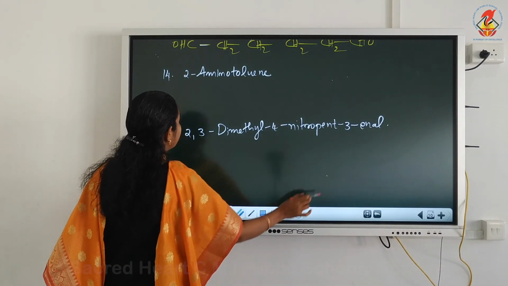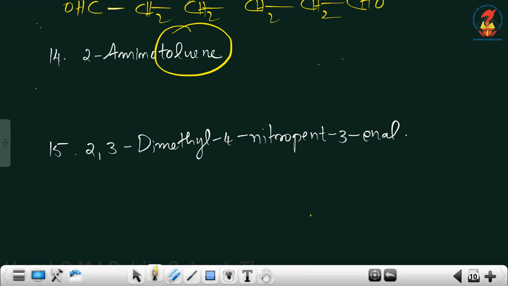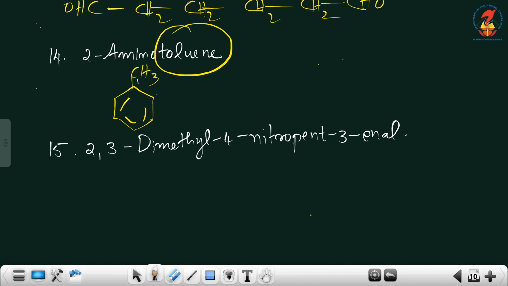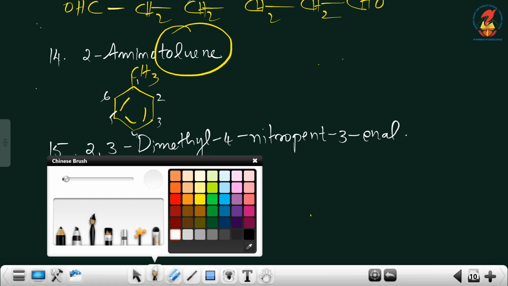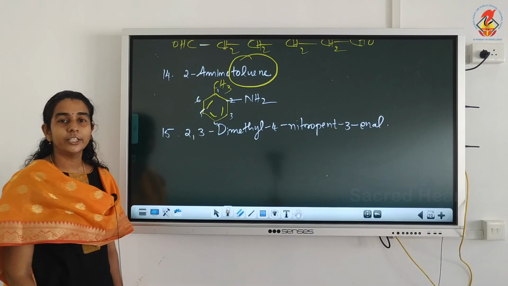In the next question, 2-aminotoluene. So here the parent is toluene. So first we have to draw the toluene structure. Toluene is a benzene ring containing CH3. 2-aminotoluene means after drawing toluene, give continuous numbers 1, 2, 3, 4, 5, 6. So on the second carbon, second position, there is one amino group. Amino group is the NH2 group.